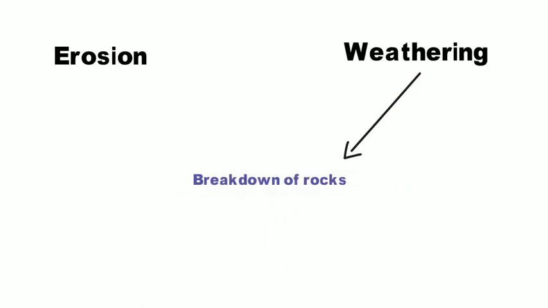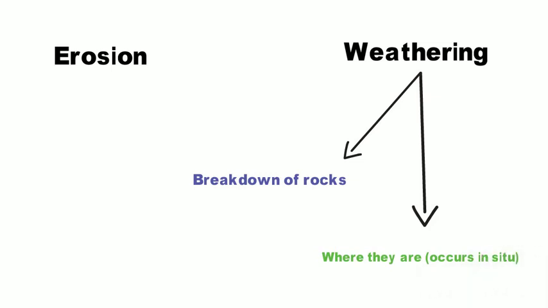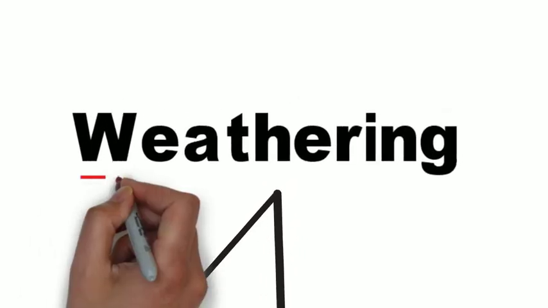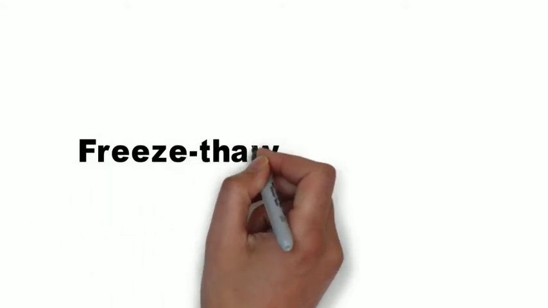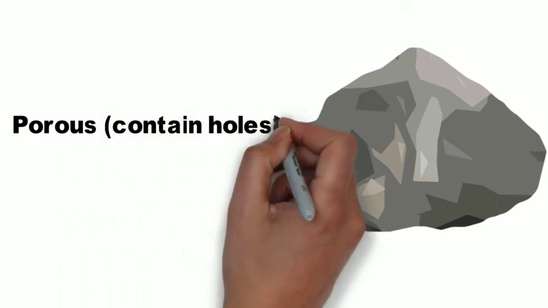Now, let's take a look at erosion and weathering. Weathering is the breakdown of rocks where they are. Erosion is when the rocks are broken down and carried by something, for example, by seawater. Now let's take a look at weathering processes. For example, freeze-thaw weathering, which occurs when rocks are porous, contain holes, or are permeable.